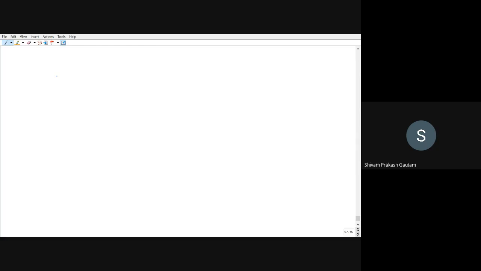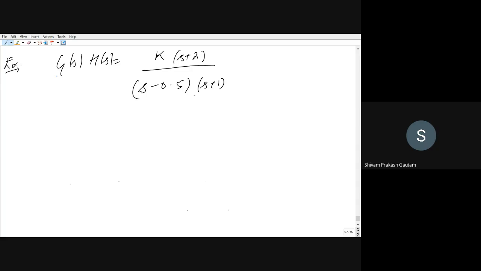Okay, we will move to the problem related to the concept that we have seen. The open loop transfer function is provided to you as K(s plus 2) whole divided by (s minus 0.5)(s plus 1). For this open loop transfer function, we want to draw the polar plot.